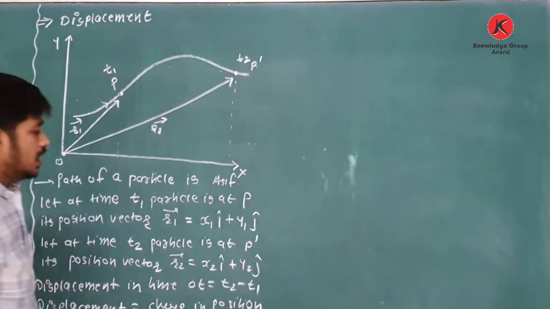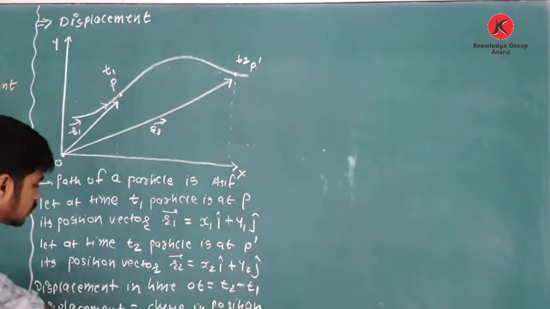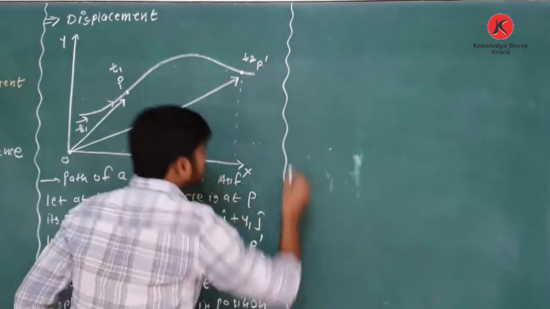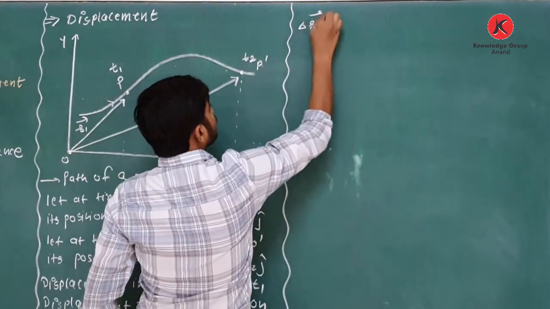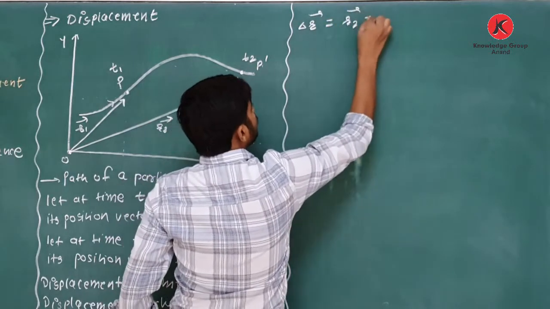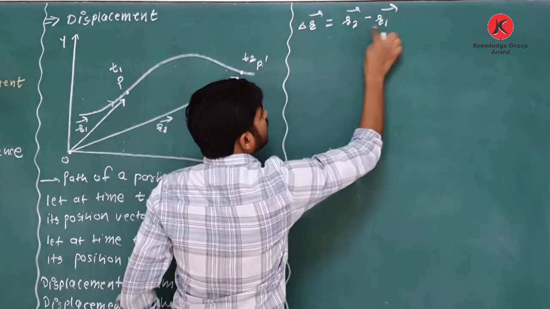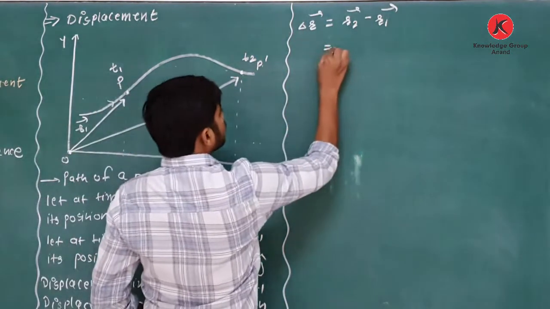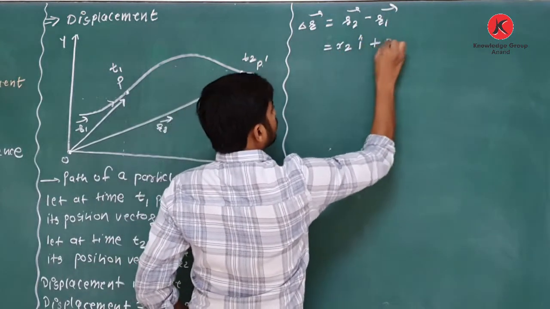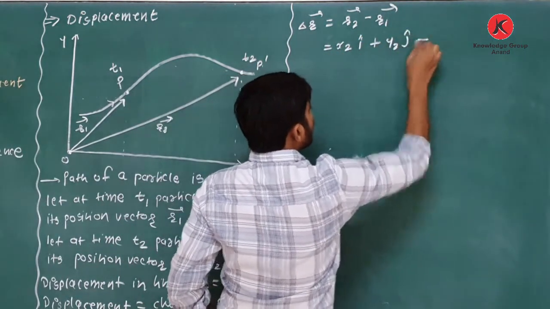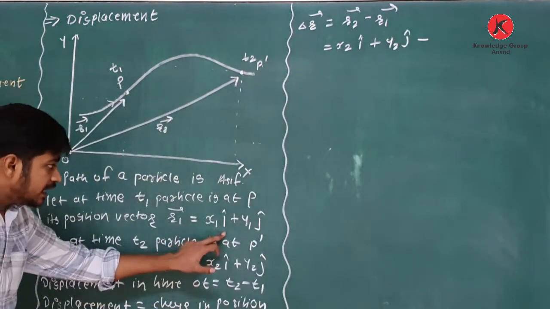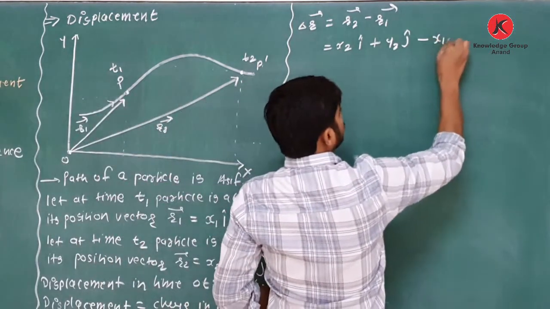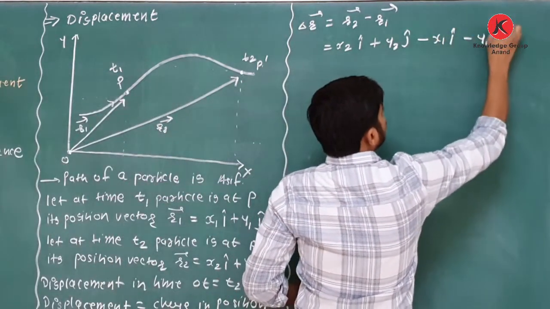Now displacement is equal to final position minus initial position. How to write, students? See, displacement means delta R is equal to R2 minus R1, final position minus initial position. Clear about this? Now what is R2? R2 means it is x2 i caret plus y2 j caret, minus what is R1? x1 i caret plus y1 j caret, but between there is negative sign. So yes, it is minus x1 i caret minus y1 j caret.